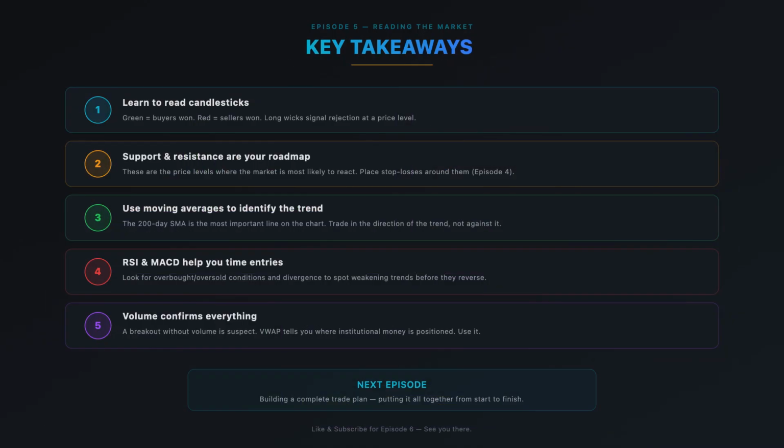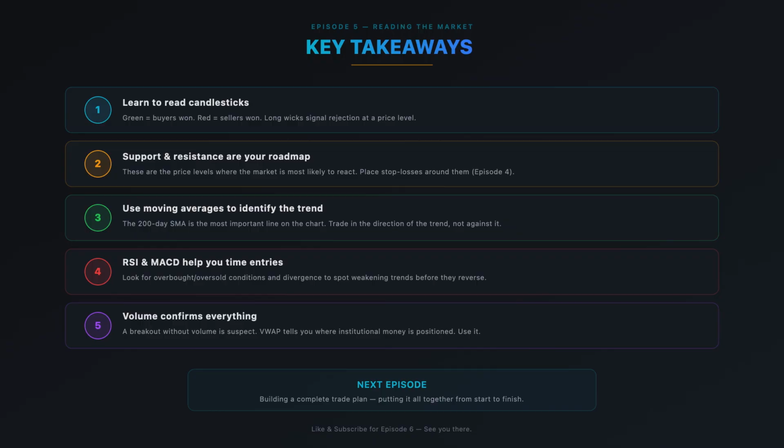Let's recap. Number 1. Learn to read candlesticks. Green means buyers won that period. Red means sellers won. Long wicks signal rejection at a price level. Number 2. Support and resistance are your roadmap. These are the price levels where the market is most likely to react. Place your stop losses around them, as we covered in episode 4.